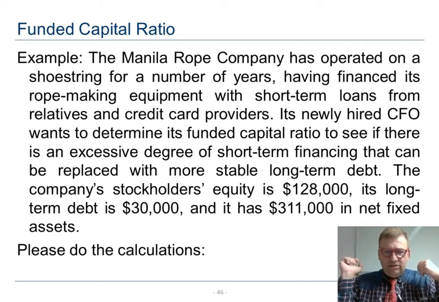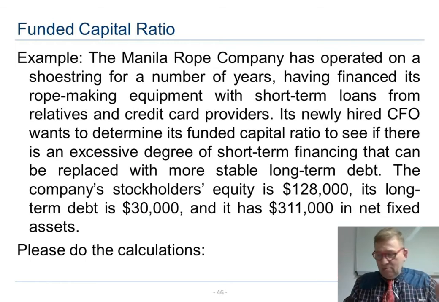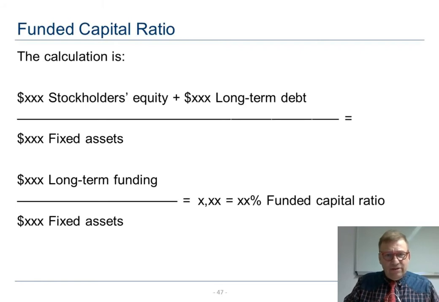The company's stockholders' equity is 128, its long-term debt is 30, and it has 311,000 in net fixed assets. So now, please do the calculations. I have nicely provided you with a table almost ready to fill in. Stockholders' equity plus long-term debt divided by fixed assets, so it's long-term funding divided by fixed assets. And how much is that? This is the ratio, or in percentage, so it's a number or a percentage.